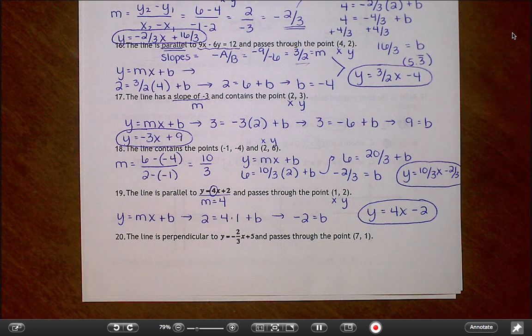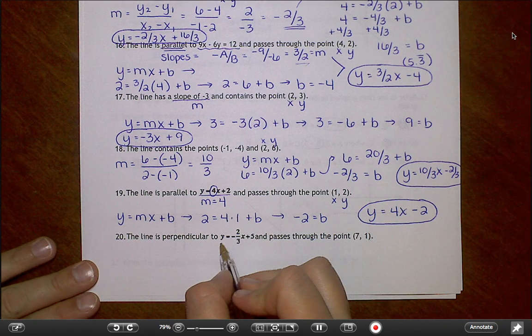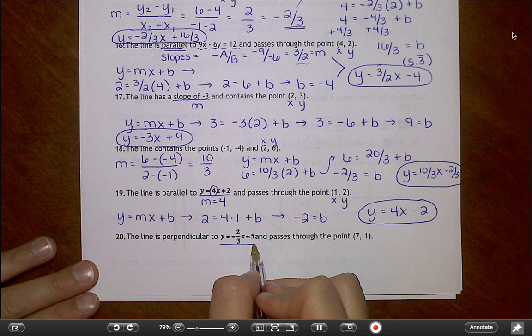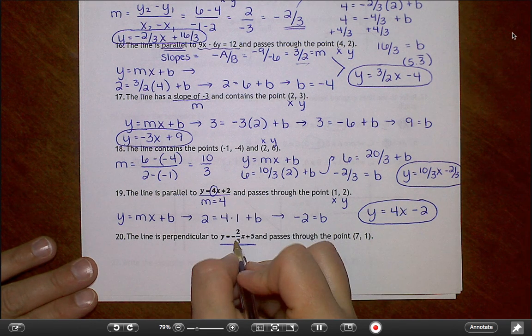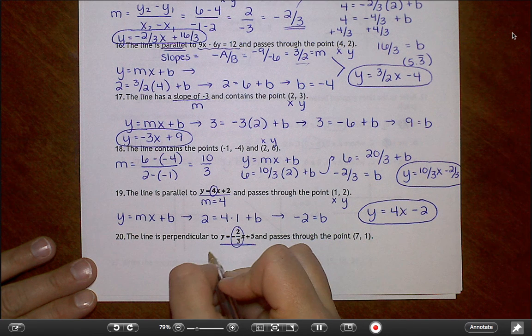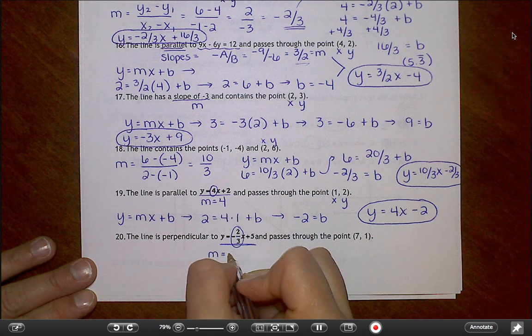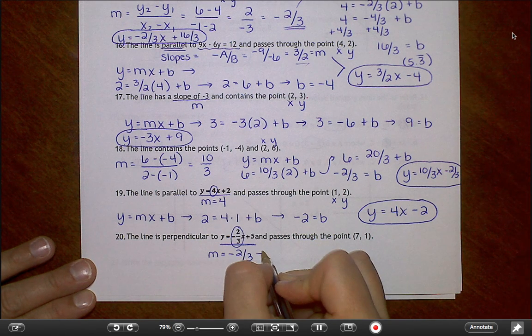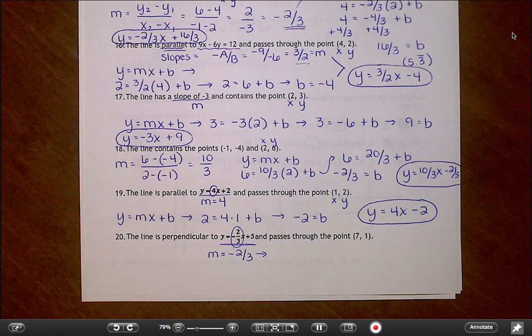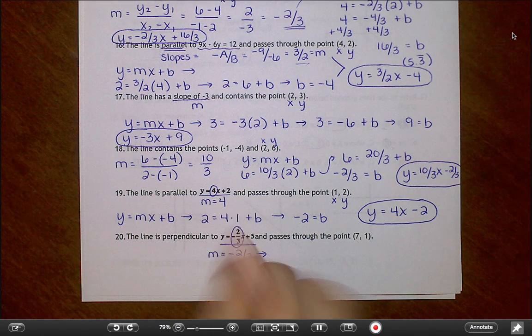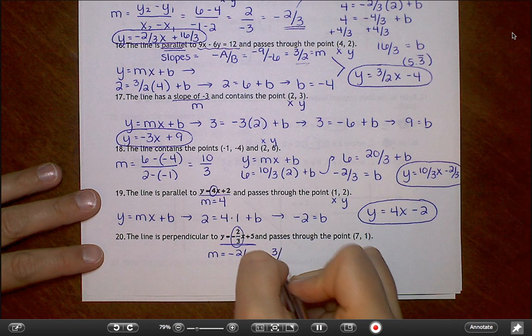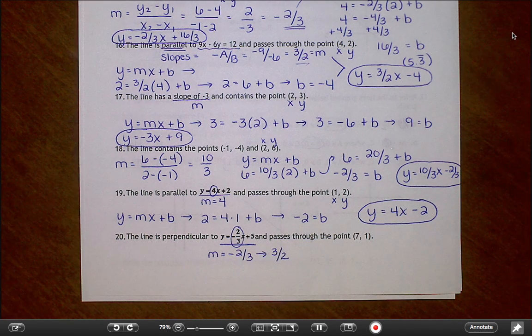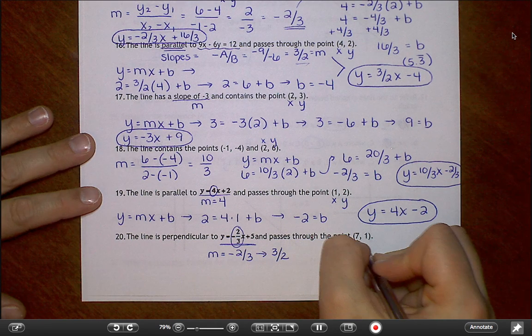And one last one, hopefully I can get it in before my battery dies here. Perpendicular to this line. So this is a little bit different. The slope right now in this equation is negative 2/3. But because it's perpendicular, I need to take that negative 2/3 and do the opposite reciprocal. So I'm switching the sign and flipping the fraction over. So my slope is going to be a 3/2. Okay? Here's my x and y.